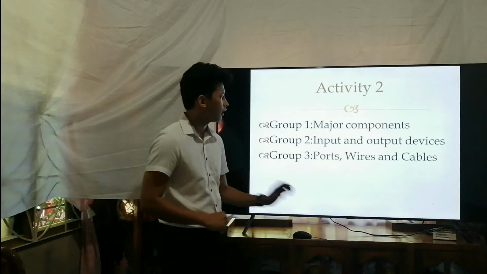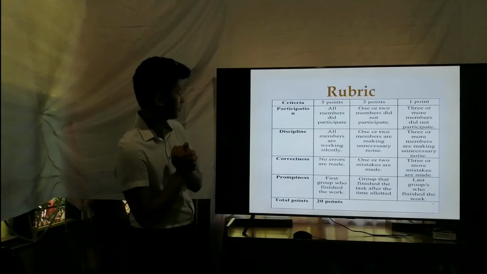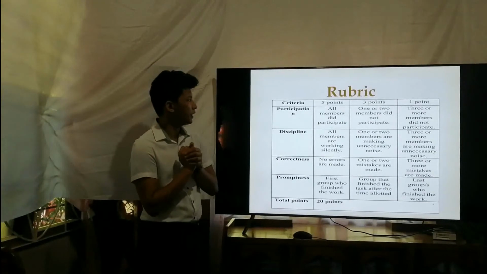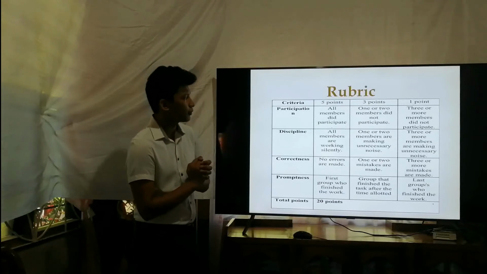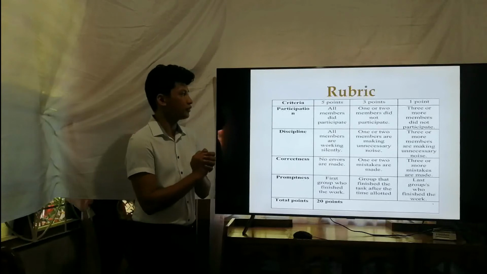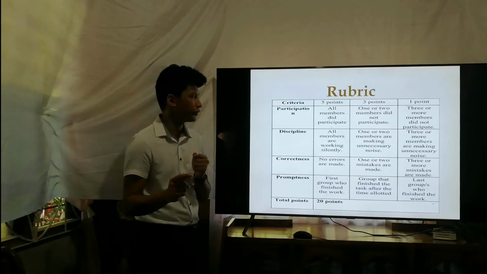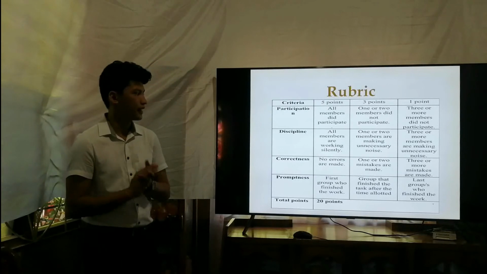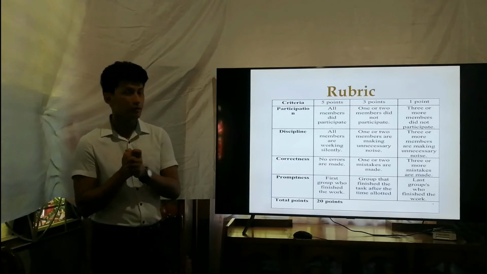But before we begin our activity, let us first identify our rubric. Here is our rubric, so please read it. Criteria: participation. For 5 points, all members did participate. 3 points if 1 or 2 members did not participate, and fewer points if 3 or more members did not participate. For discipline, in order to get 5 points, all members must be working silently. For correctness, no errors are made.